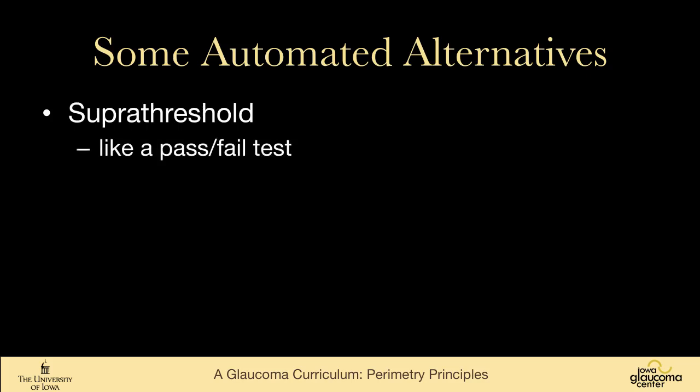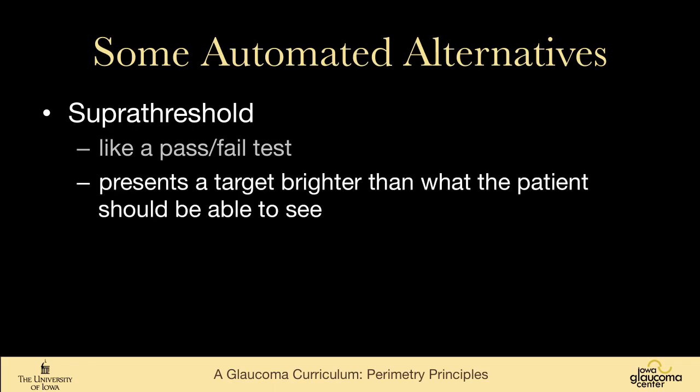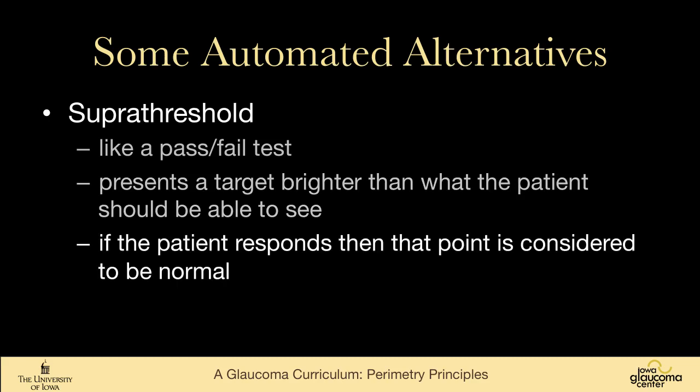And there are supra-threshold perimetry tests. And I think of this like a pass-fail test. So the perimeter presents a target brighter than what the patient should be able to see. And if the patient sees it, then that point is done, considered to be normal, and moves on. And this is really a type of strategy that would be used for screening, but not for following someone with glaucoma.